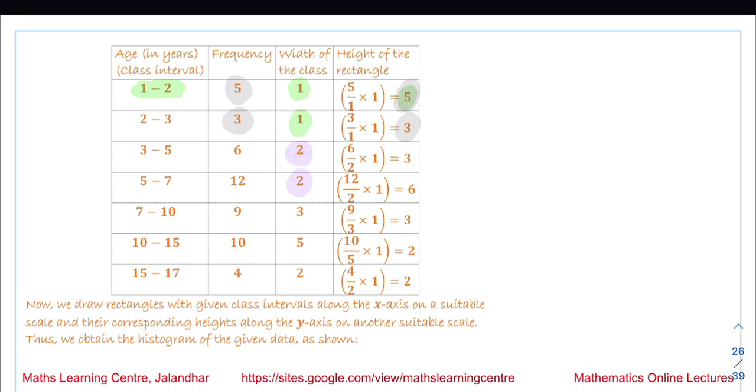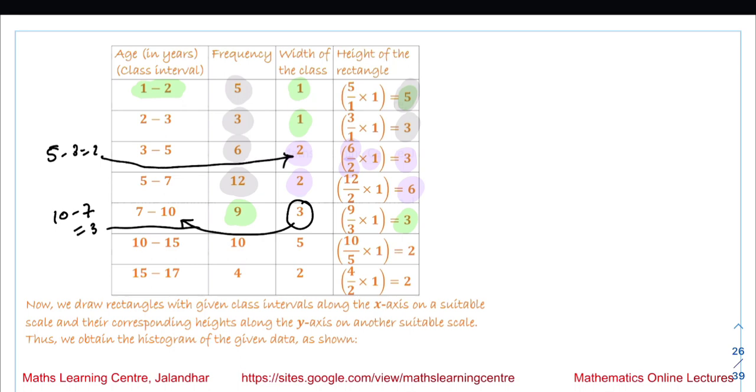So by using the formula we get 6 by 2 into 1, that is equal to 3, and this given value is 6. Similarly for 12 we apply this formula, we get the value 6. Next for 9 we get the value 3, because the width of this class over here is 10 minus 7 is equal to 3. This is the width of this class. It is 5 minus 3 is equal to 2. It is the width of this class. Similarly for this, the width of the class is 10, 15 minus 10 is equal to 5.